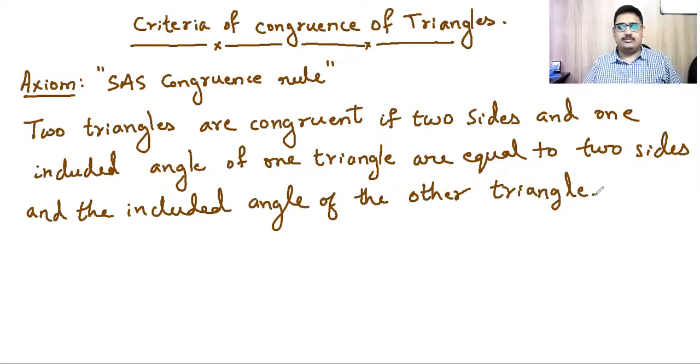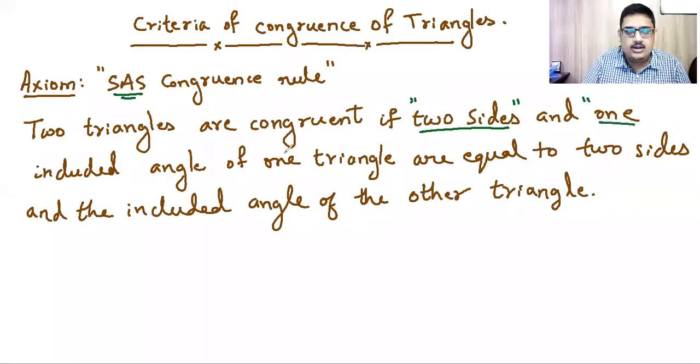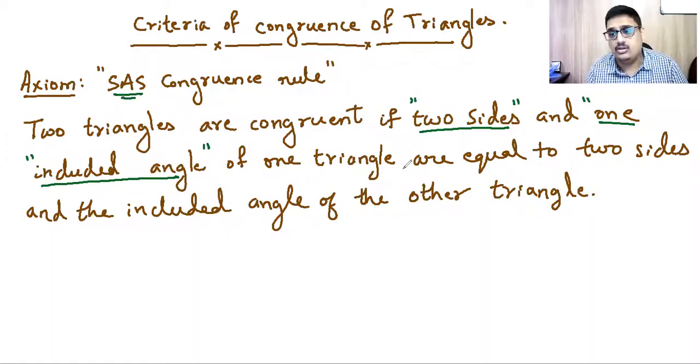I have written the exact statement from your textbook. Under the SAS congruence rule, two triangles are congruent if, and this is the important part, two sides and one included angle. You should not miss out the word included. One included angle of one triangle are equal to the two sides and the included angle of the other triangle. So here comes the question: what is the meaning of included? If the angle is not included, will the SAS congruence rule be applied?